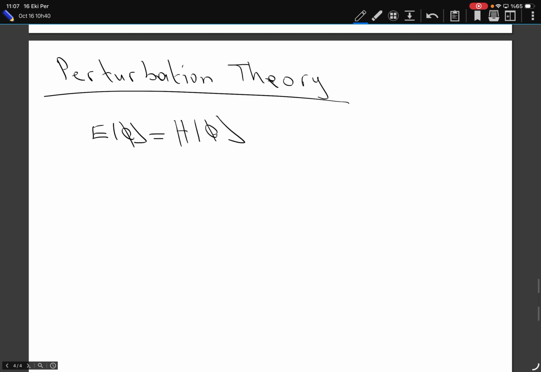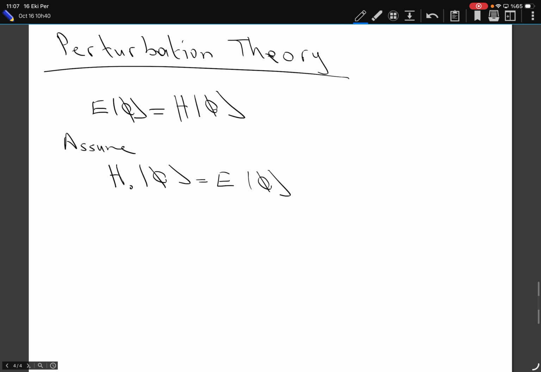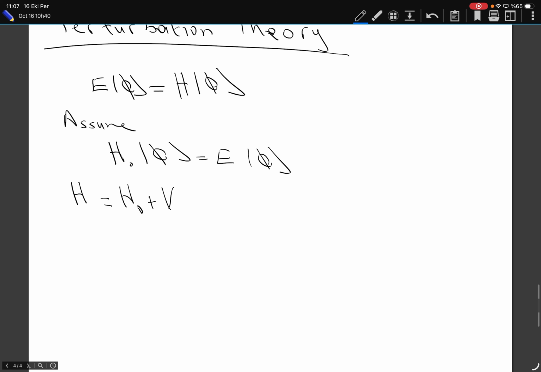So let's assume, not really an assumption, we solve H0. And we would like to find the solution of this H, which is H0 plus V. Well, this separation is also kind of arbitrary. As long as you can solve for H0, you are good to go. At this level, it's arbitrary. So you just separate your Hamiltonian into a part that you can solve, and a part that you cannot solve. And I would like to find a solution of this equation.